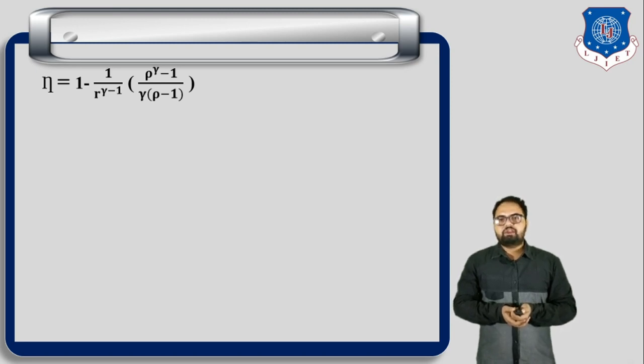From this equation we can clearly say that the air standard efficiency of the diesel cycle depends upon the compression ratio as well as the cutoff ratio.